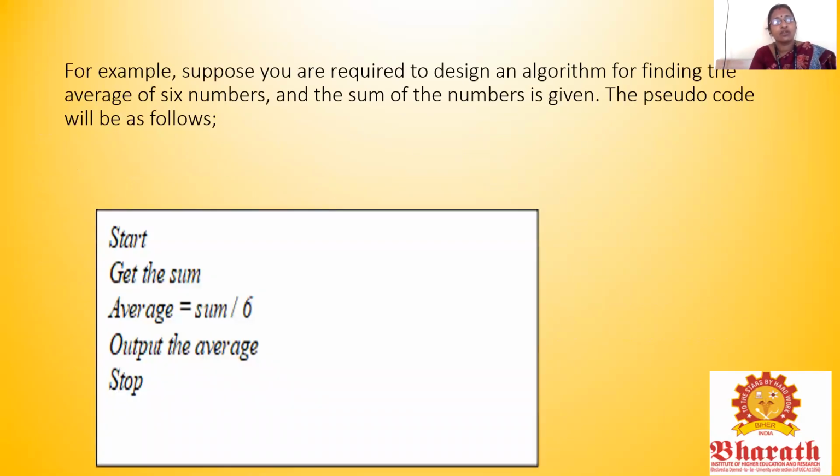Now, for example, suppose you are required to design an algorithm for finding the average of 6 numbers. So what should this be? A very simple pseudocode: you start the process, get some values, the average is obviously the sum divided by 6, and output the average. So this is the way we write pseudocode in simple English statements.